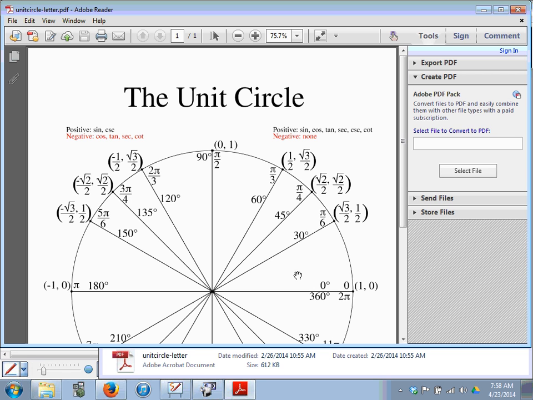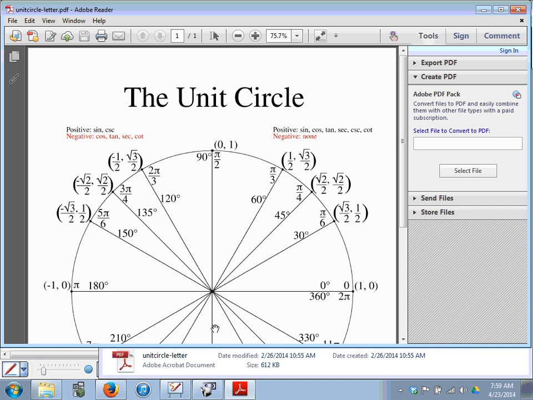So if you're doing the inverse sine of 1/2, you need to look around the unit circle and find angle measures whose y value is equal to positive 1/2. And unless stated otherwise, the default is radians. So always state your angles in radians, unless it says not to.